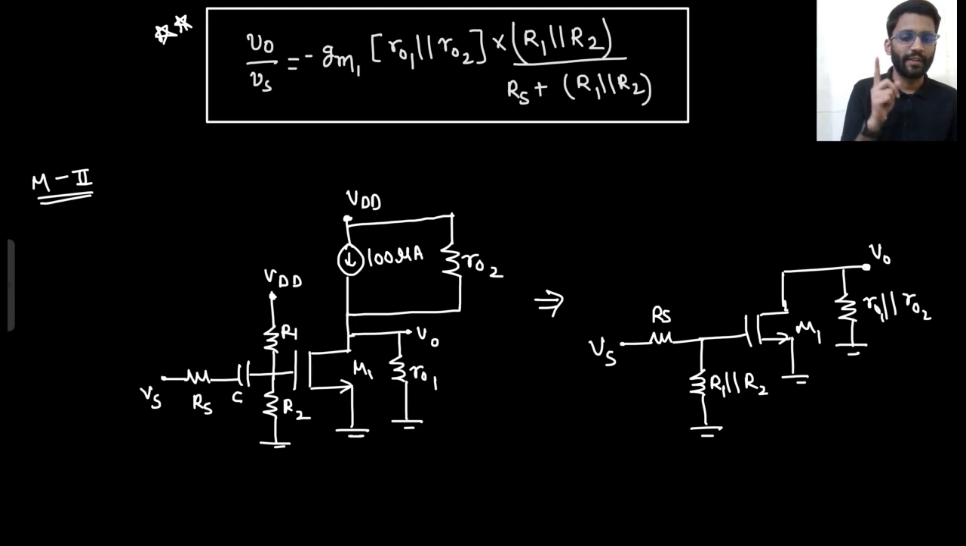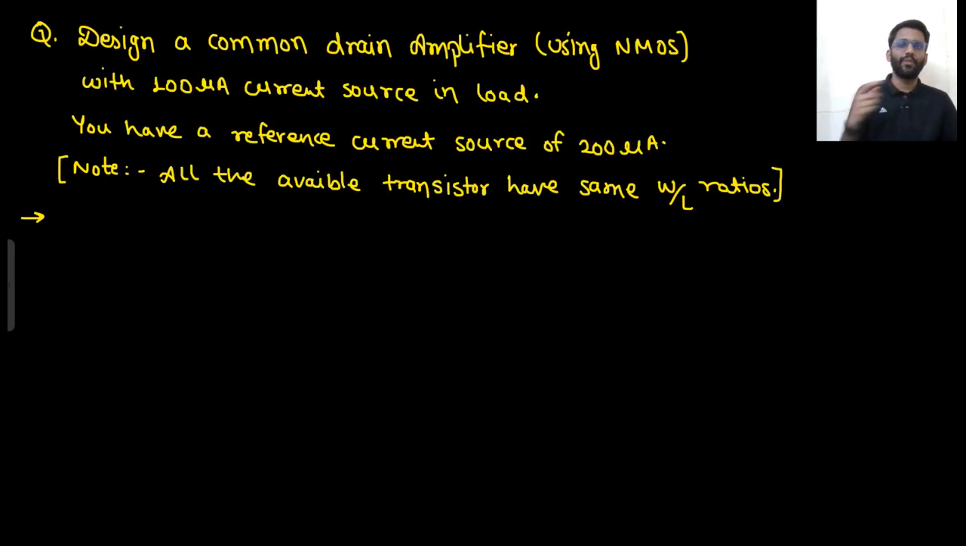Next question you will be solving on your own. So this is the next question. You have to design a common drain amplifier. The common drain amplifier will be made using NMOS. Design a common drain amplifier made using NMOS with the 100 microampere current source in load. So you have to design a common drain amplifier.